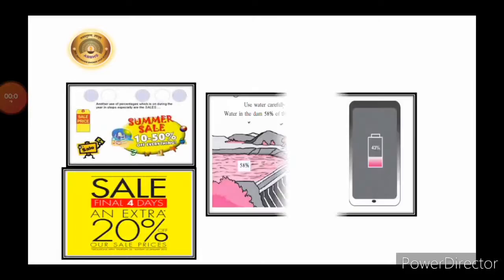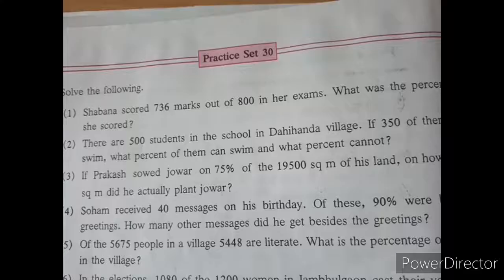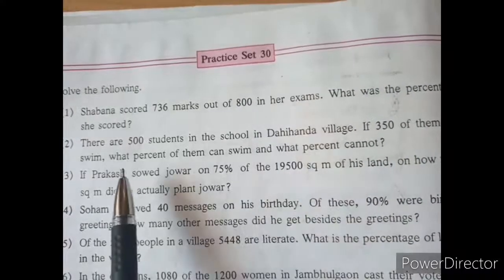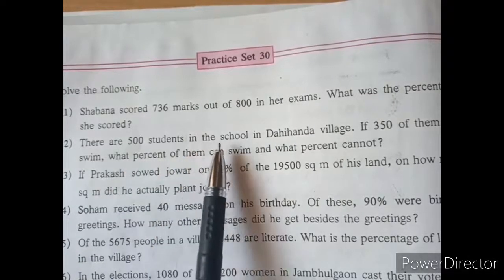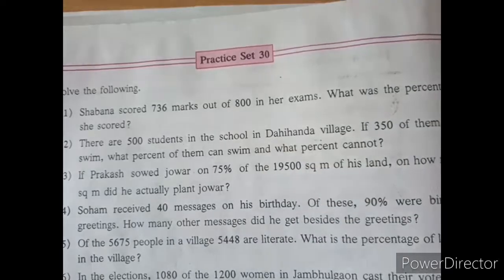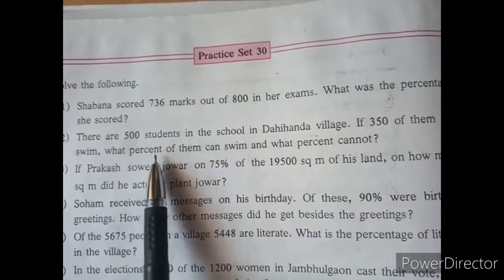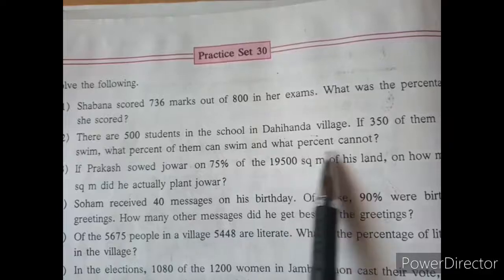Let's continue lesson number 12, percentage. Let us solve practice set 30, question number 2. There are 500 students in the school in Dahihanda village. If 350 of them can swim, what percent of them can swim and what percent cannot?